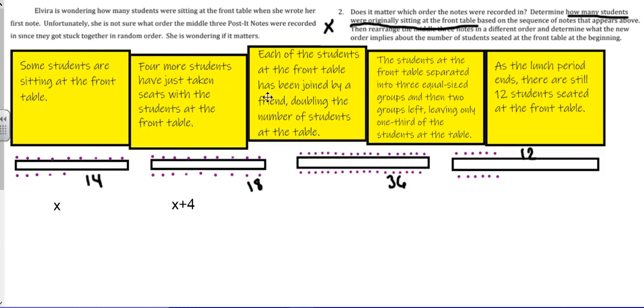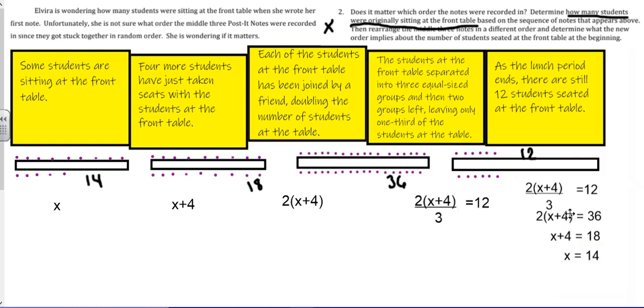Now, everybody has a friend joining them, doubling the amount. So 2 times the x plus 4. And after that, we divided by 3, and we had 12. So when we solved this equation, we started with multiplying by 3. So 2 times the quantity of x plus 4 equals 36. And then divide by 2 to get the 18. And then subtract 4, subtracting 4 on both sides of the equation to get 14.